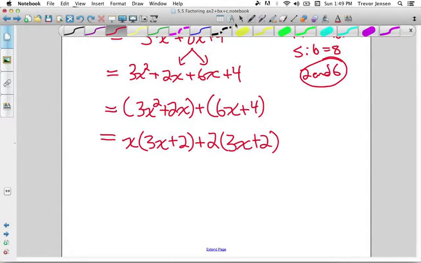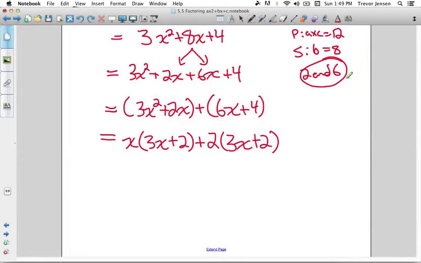What you will always be left with at this point, as long as you have chosen the proper numbers that have a product of a times c and a sum of b, and done all the steps properly, is a common binomial factor. So we've got two terms. We've got this term and this term, and what do they both have in common? They both have a 3x plus 2.